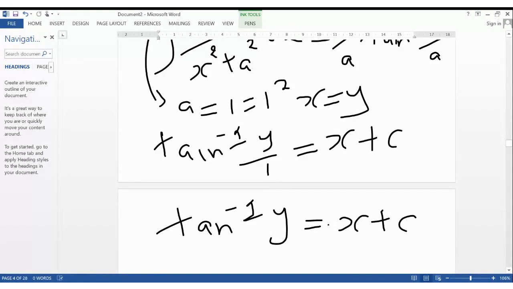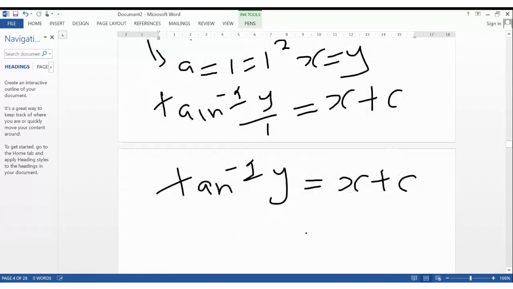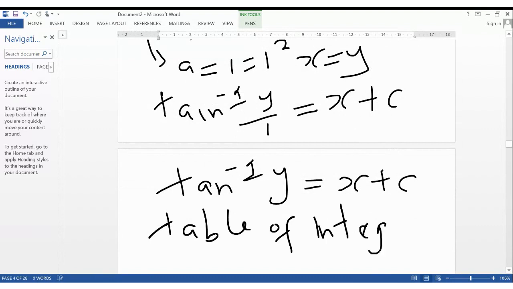So you need to go back to the table. Table of what? Table of integration. You need to go back to the table of integration if you want to do it correctly. Is it a bit clear now? Is it a bit clear?